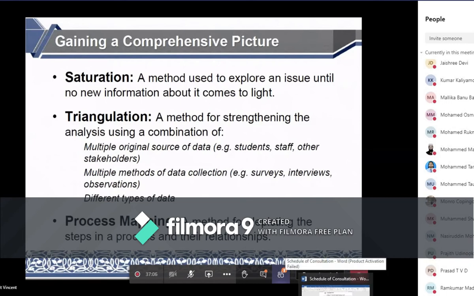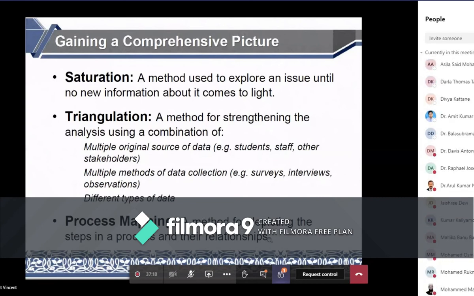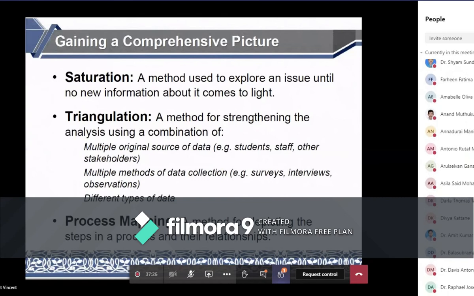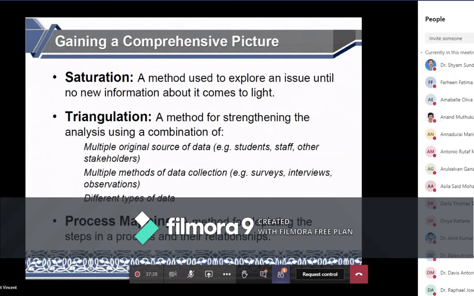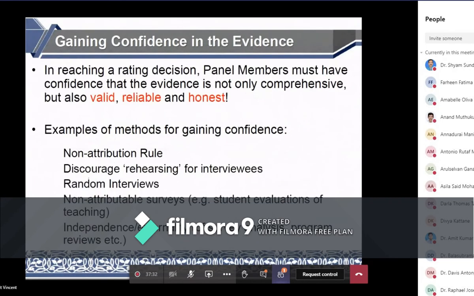Are your observations going to talk about what your surveys mean? So all these are going to be triangulated at the end to reach this comprehensive picture. Then the process mapping, a method wherein it is depicting the process and the relationships. If you claim that you have a process, are these processes really happening inside the department or in a particular committee? Everything matters.